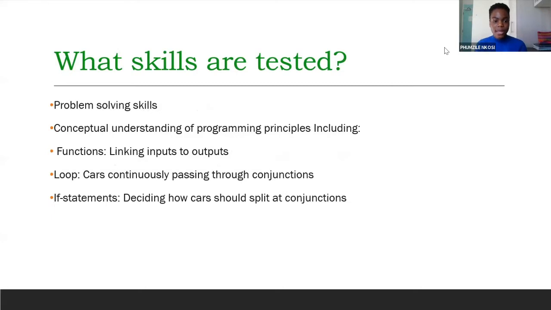Based on the requirements, we are testing for problem-solving skills and some conceptual understanding of programming principles, because we figured that if you're in first year, there's a chance that you've never seen code and you've never coded before. So we tried to include those principles, such as having functions linking inputs to outputs in our game. We also test for loops, by allowing the player to set the numbers that can loop through and allow the cars to continuously pass through junctions. And we can also test for if statements in terms of how the player decides how to split the cars at junctions. So this is the part that everybody's waiting for, and we're excited to show you our demo.